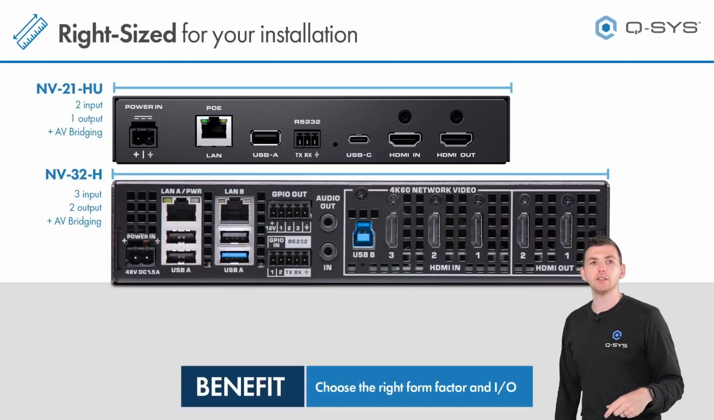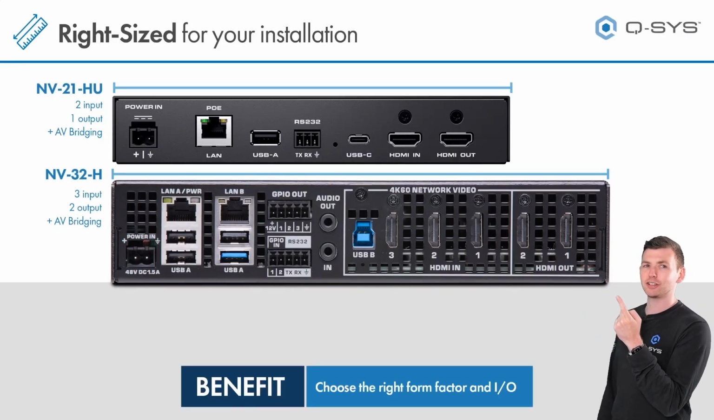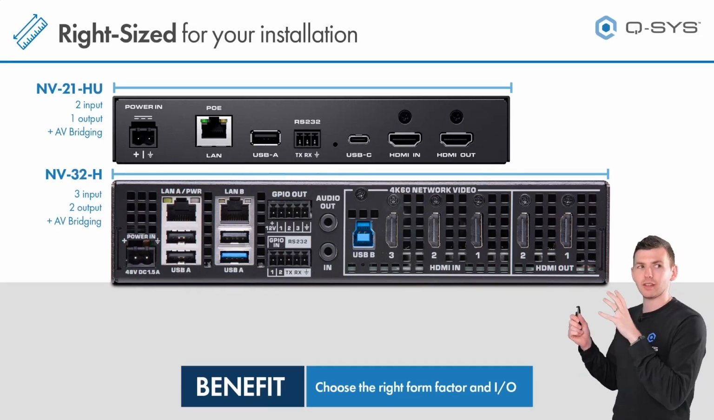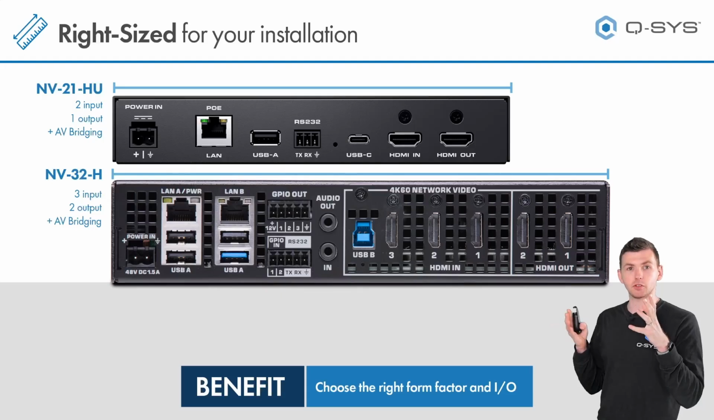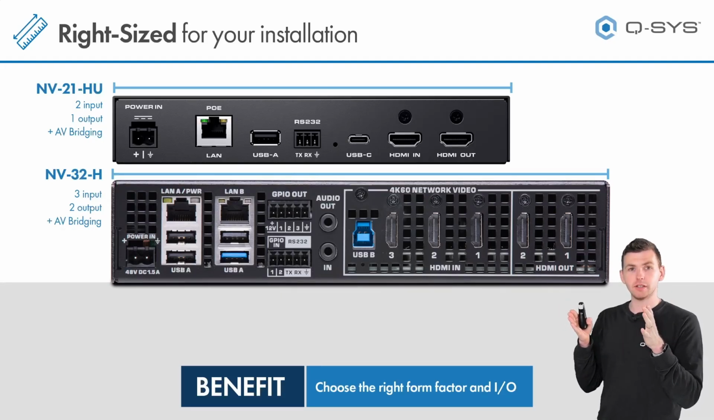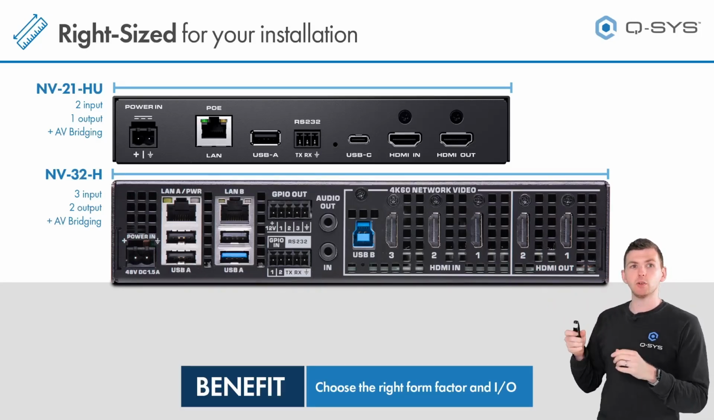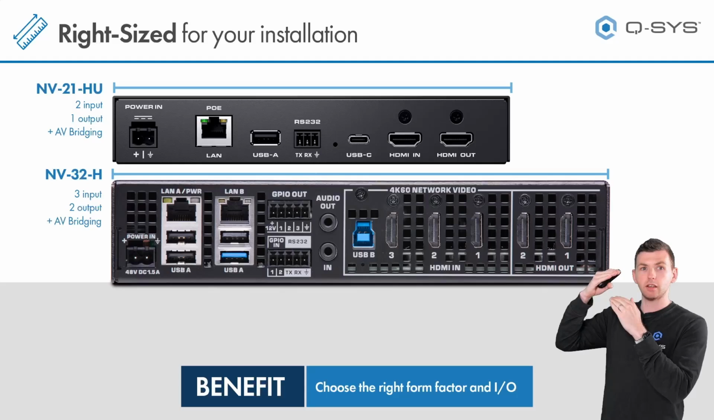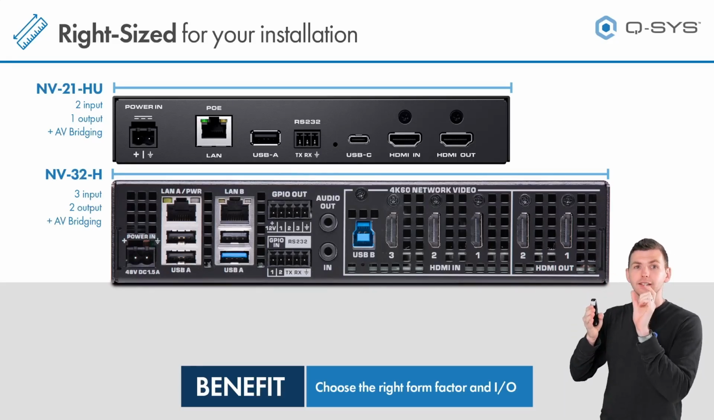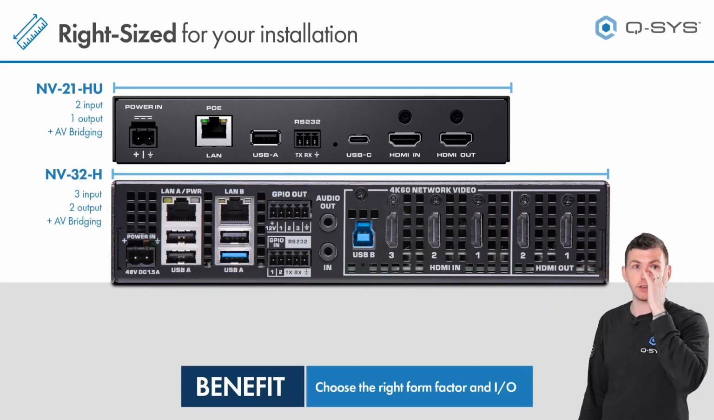Okay, let's put these two side by side. Now, actually this image doesn't really do it justice. So obviously the NV21 is smaller. What this doesn't show you is that the NV32, the depth is the same as a Core Nano or a Core 8 Flex. So, you know, it's reasonably deep and it's half a rack unit and it's doing a lot of stuff. NV21, obviously you can see it's less tall and it's less wide. It's dramatically less deep. So I reckon the volume is probably a quarter of what you have on NV32.